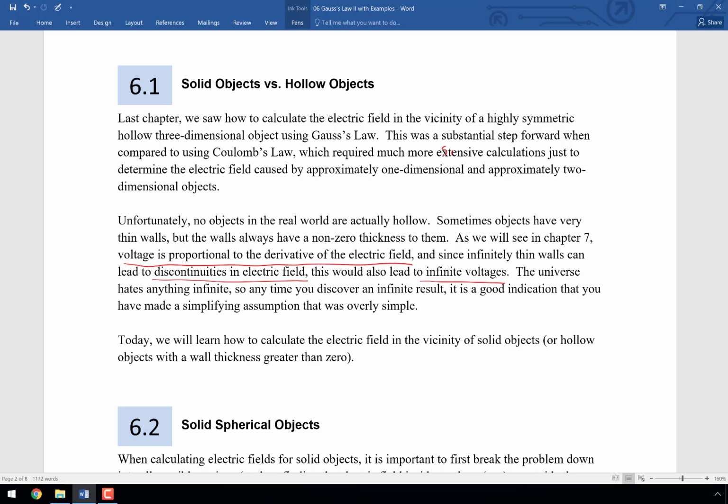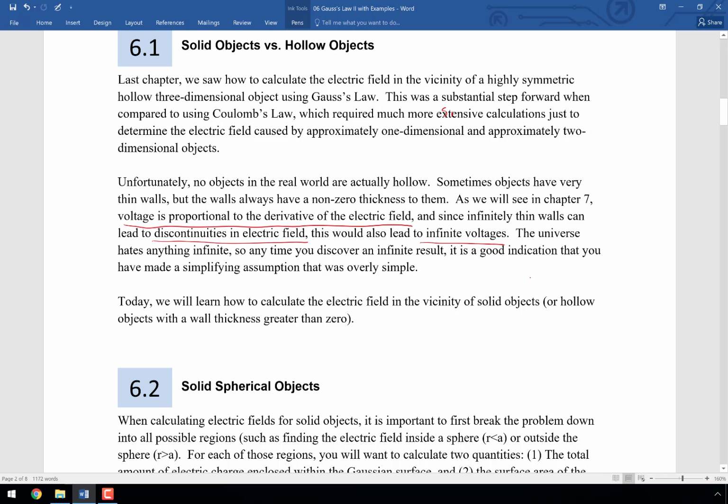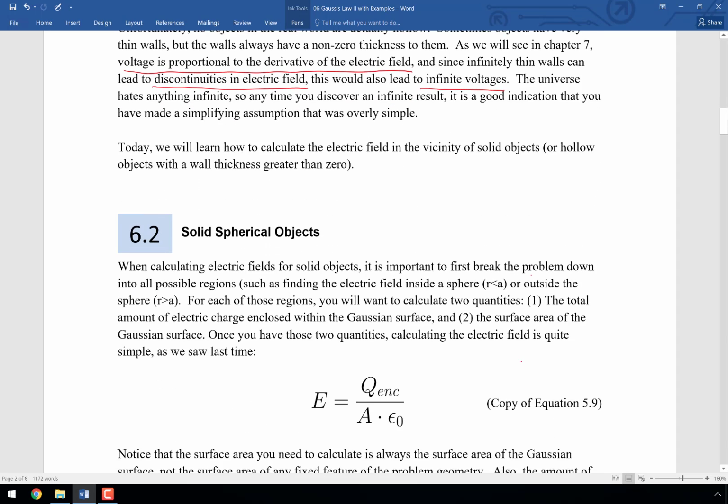And so that's why, while the wall thickness could be extremely thin, think of an eggshell, that's an extremely thin wall, but it's not infinitely thin. If you got a very precise measuring tool, you could figure out exactly how thick that wall was. So today we're going to learn how to calculate the electric field in the vicinity of solid objects or hollow objects with a wall thickness that's not zero.